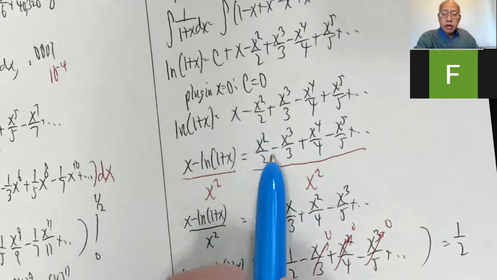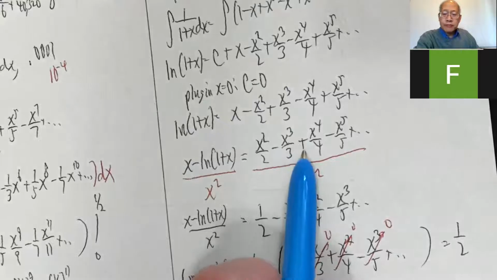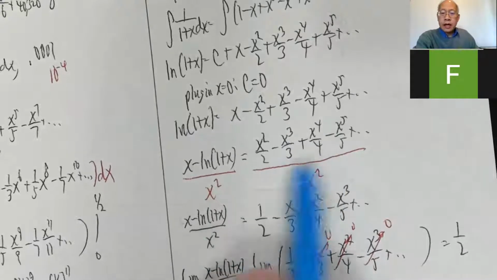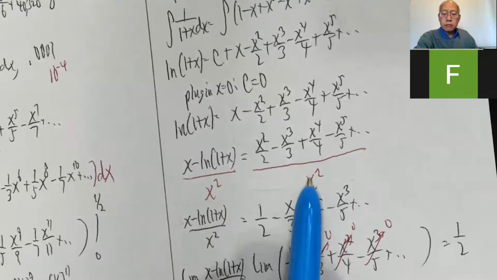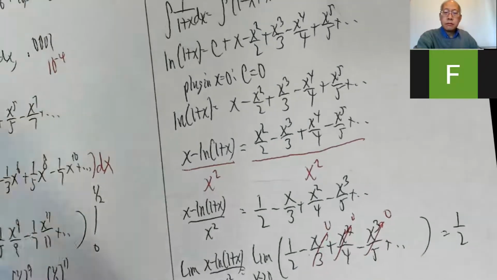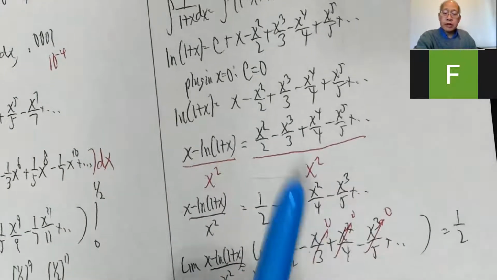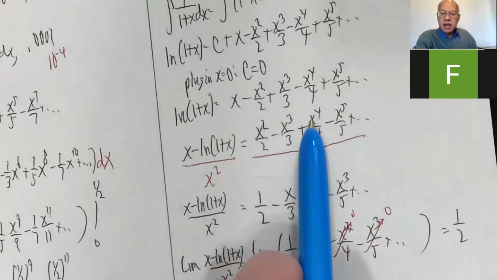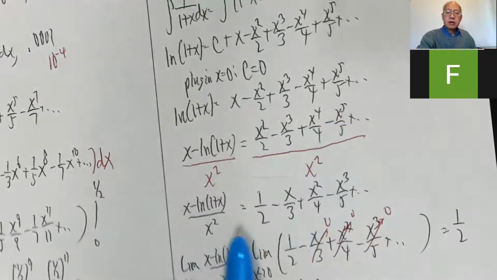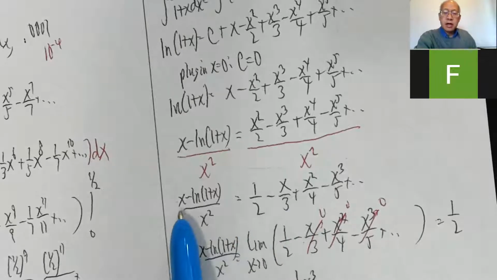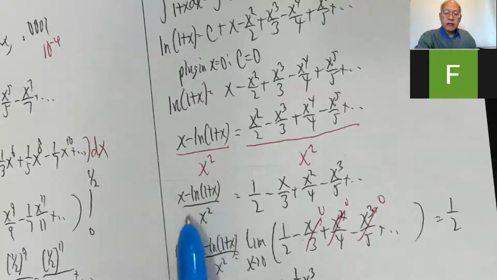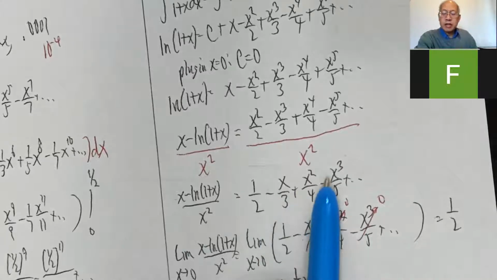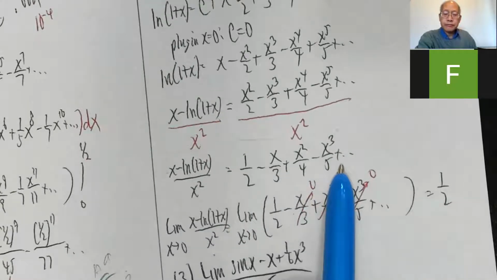So x squared over 2 minus x cubed over 3 plus x to the 4th over 4 minus x to the 5th over 5. And divide all that by x squared. If I divide by x squared, that just becomes 1. That becomes x squared, x cubed. So here's the power series expansion. x minus ln(1 plus x) over x squared is 1/2 minus x over 3 plus x squared over 4 minus x cubed over 5 plus dot, dot, dot.